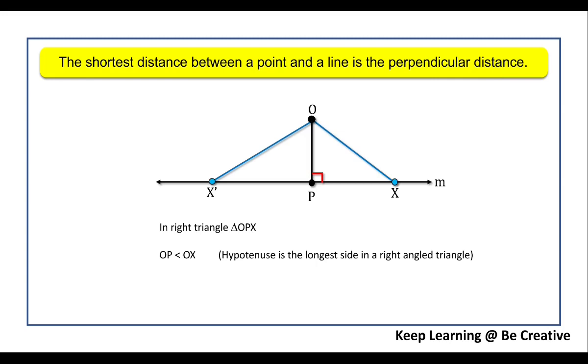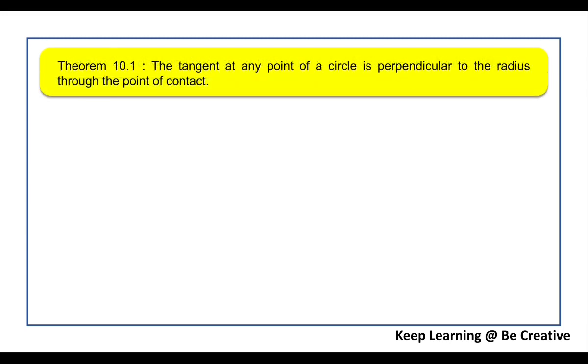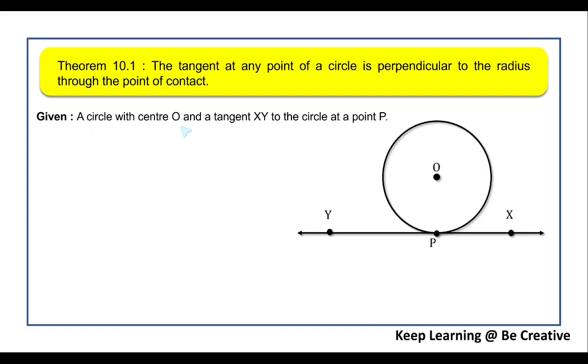Now let us move to the proof of the theorem. So here in this theorem, what is given to us is a circle with center O and the tangent XY to the circle at point P. So here we have a circle with center O and XY is the tangent which is tangent to the circle at point P. So we can say that this point P is the only point common to the circle and the tangent.